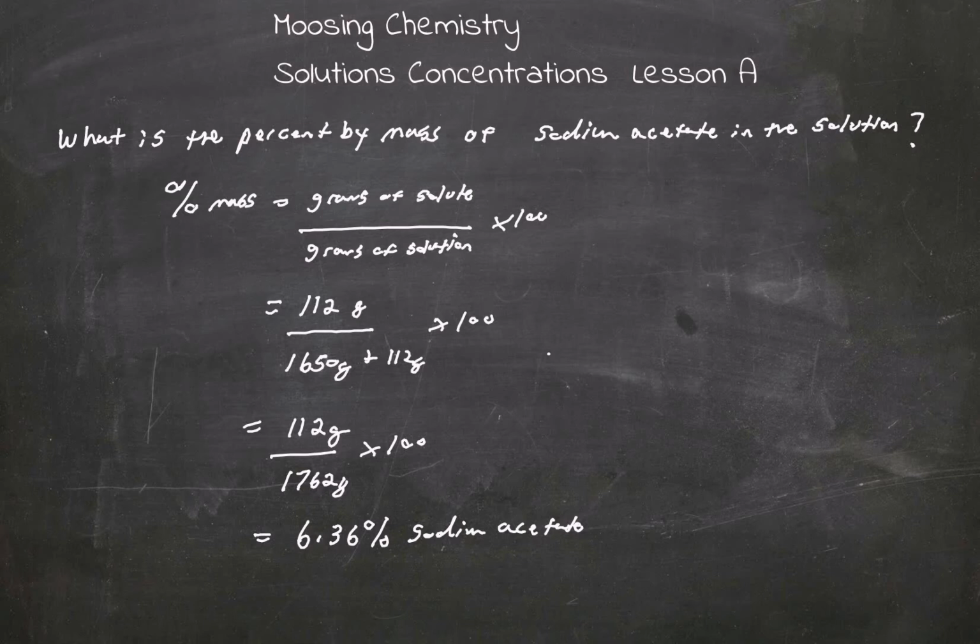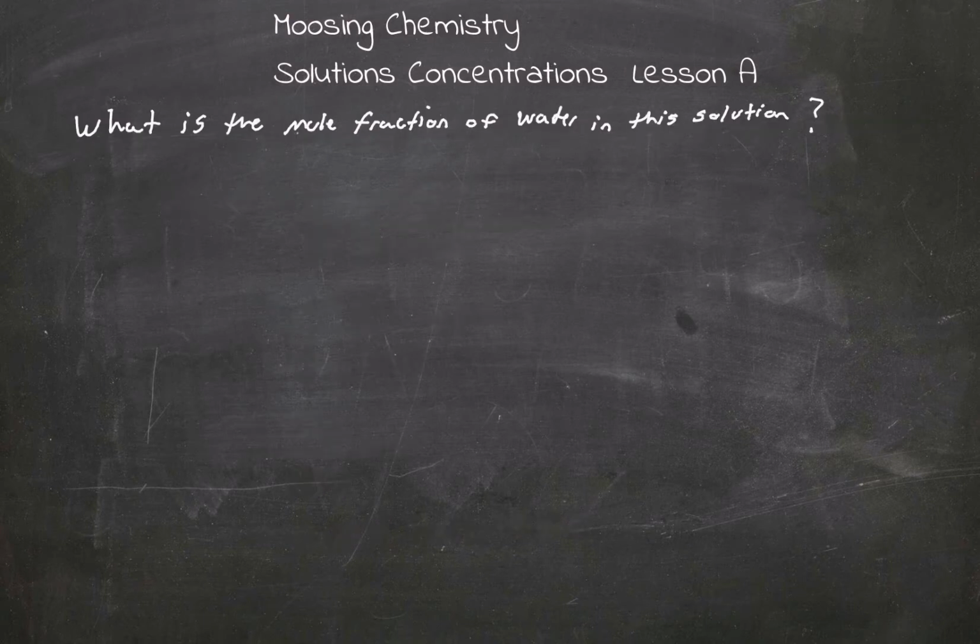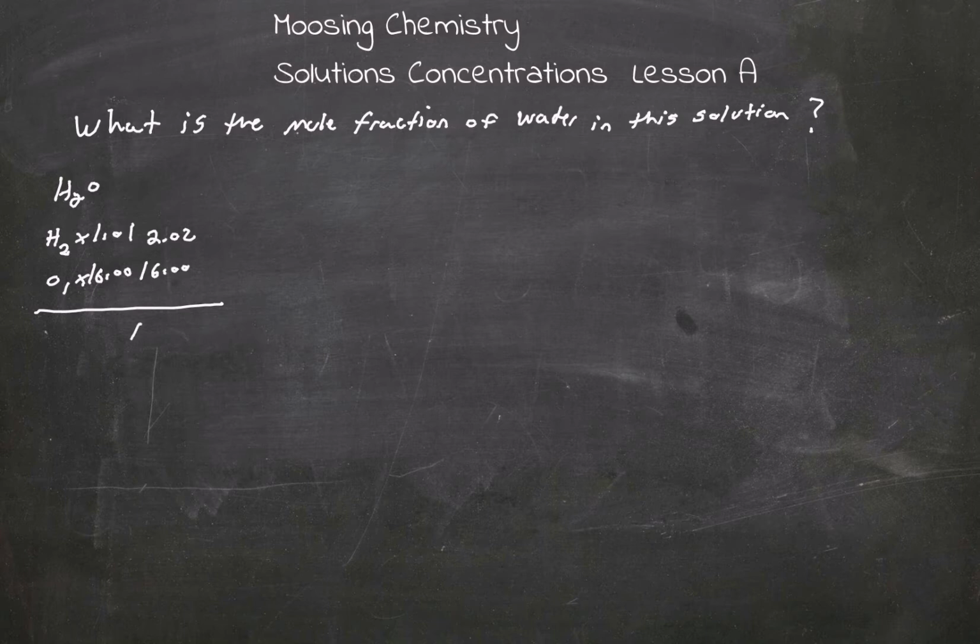So last but not least, we can figure out the mole fraction of this particular concentration. So let me go ahead and write that down. Okay, so now we want to figure out the mole fraction of water in this particular solution. Well, first of all, we have to have the molar mass of water, H2O. So H is 2 times 1.01, O is 1 times 16.00. This gives me 2.02 and 16.00, which gives me 18.02 grams per mole for H2O.